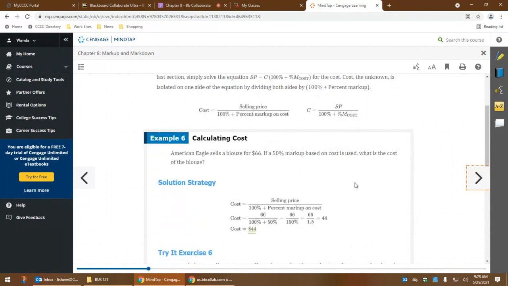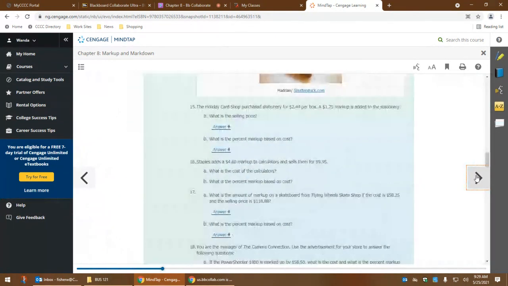So it tells us that we've got a blouse that sells for $66. We have a 50% markup based on cost. What is the cost of the blouse? So selling price, $66, divided by 100% plus the percent markup. So 100% plus the 50% markup. We get 66 divided by 150, convert our percent to a decimal, 66 divided by 1.5. So the cost on that blouse was $44. So you can use your different numbers, your different formulas to find what your missing piece is.